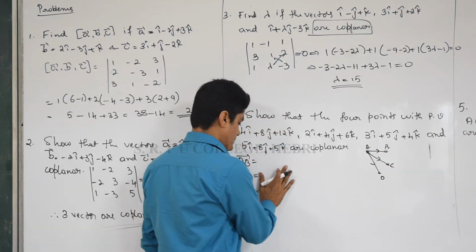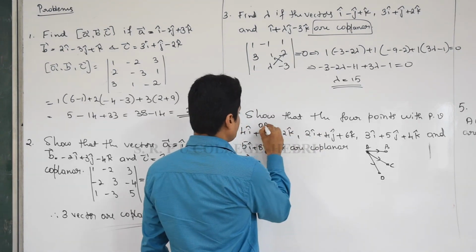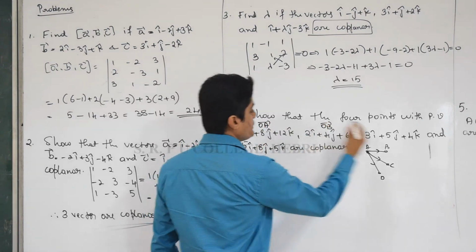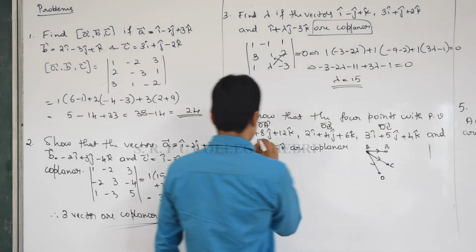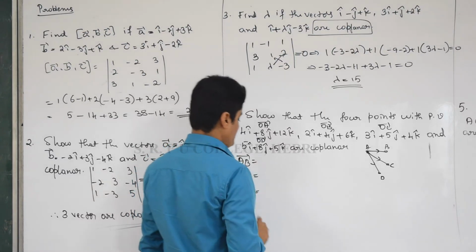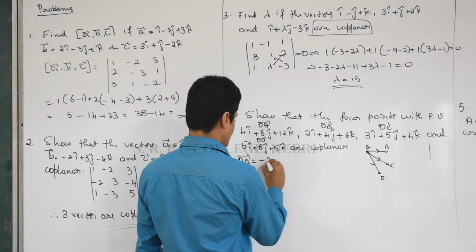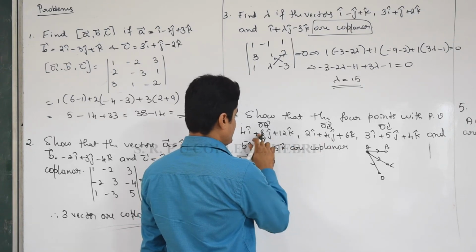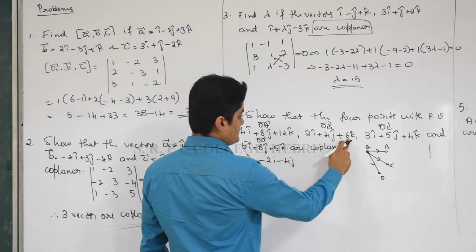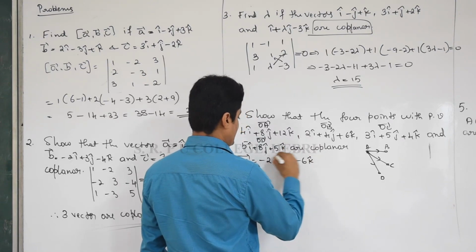So first find out AB, AC, AD. They are not given. What are these given? These are nothing but the position vectors OA, OB, OC and this is OD. These are not the vectors, these are the position vectors. So let me find out first AB. AB is OB minus OA. So 2i minus 4i is -2i, 4j minus 8j is -4j, 6k minus 12k is -6k. So this is vector AB.